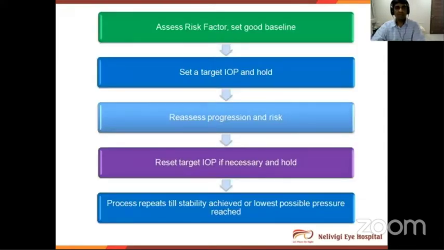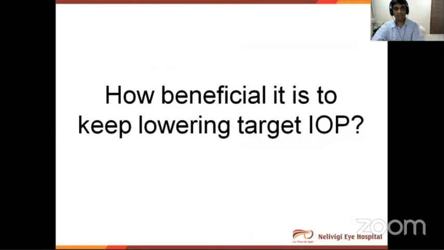So the things that you should do is first assess the risk factors, set a good baseline. Then after that, set a target IOP and hold on to it, and then reassess the progression and find out the risk and reset target IOP if necessary and hold it. Or if you feel that the target IOP has been reached, just hold on to that, and the process repeats till stability is achieved or lowest possible pressure is reached.